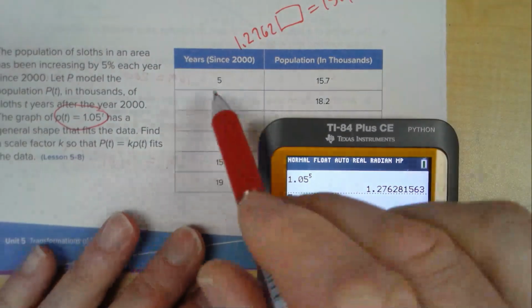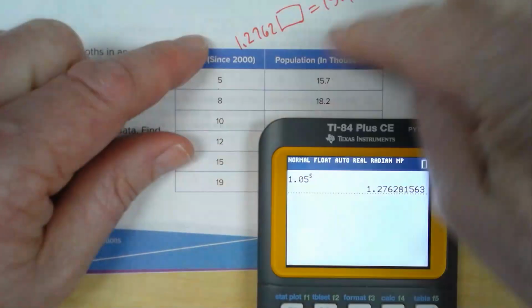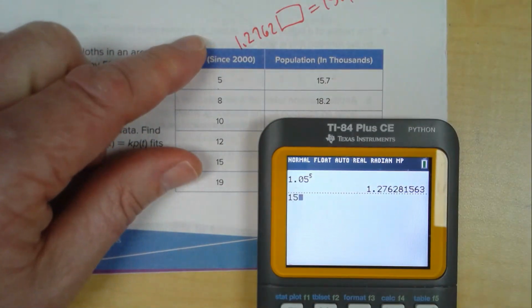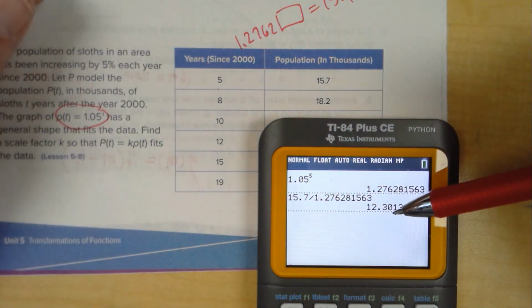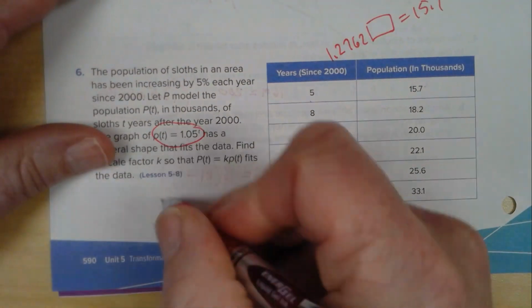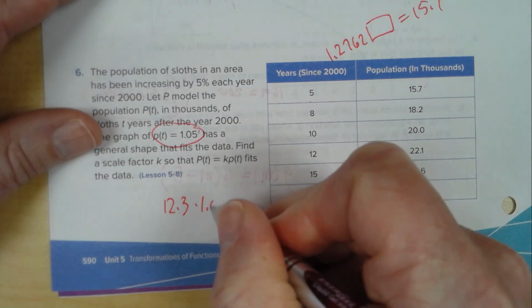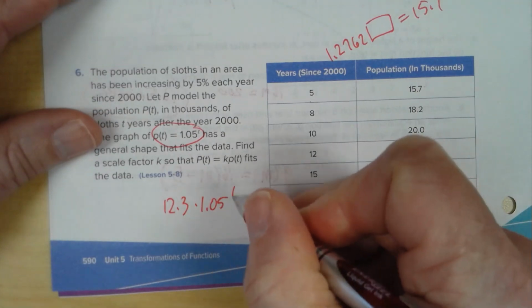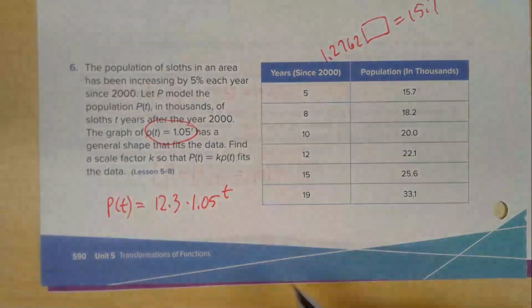So you're changing this into this, but you need the scale factor to do that. So I'm going to divide back 15.7 divided by this last answer is 12.3. Okay, so I need a scale factor of 12.3 to do this. So 12.3 times 1.05 to the t is equal to P of t, the population.